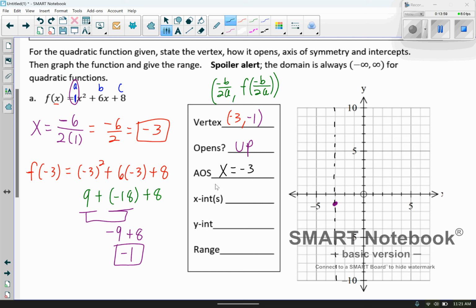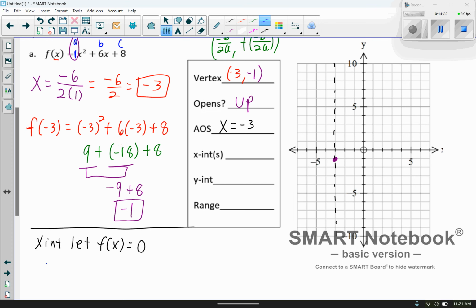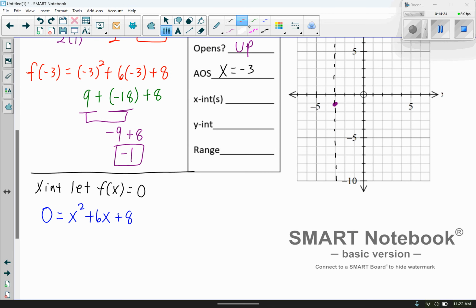Okay, and then to find the x-intercepts, we're going to do the same thing we did on the other ones. We're going to set it equal to 0, except instead of doing the square root property, we're just going to go ahead and factor it. These should be factorable. So for my x-intercepts, we're going to let f of x equal 0. So we're left with 0 equals x squared plus 6x plus 8. And as I mentioned, these should be factorable. They shouldn't give us too much trouble.